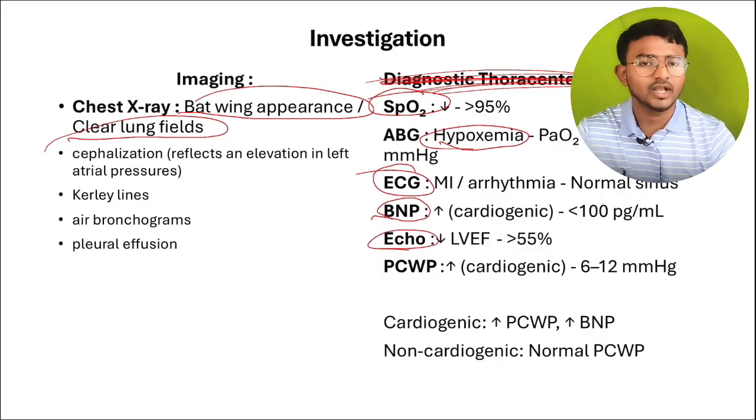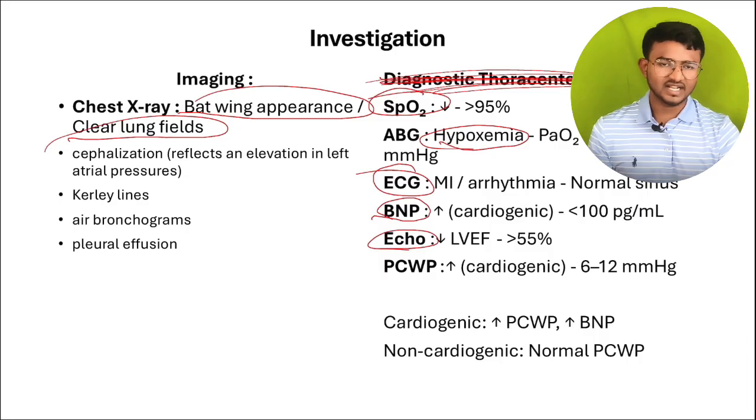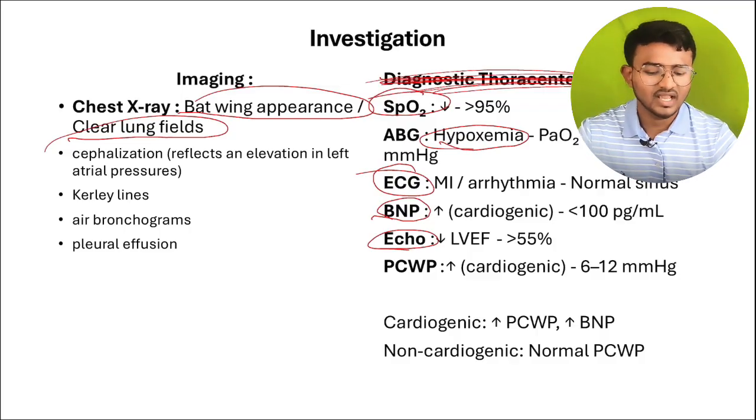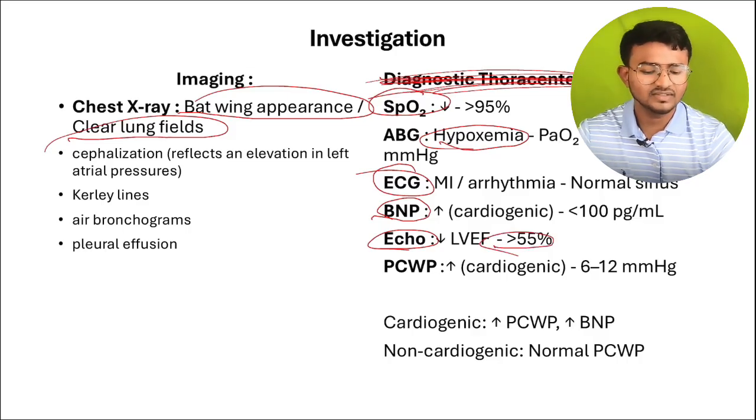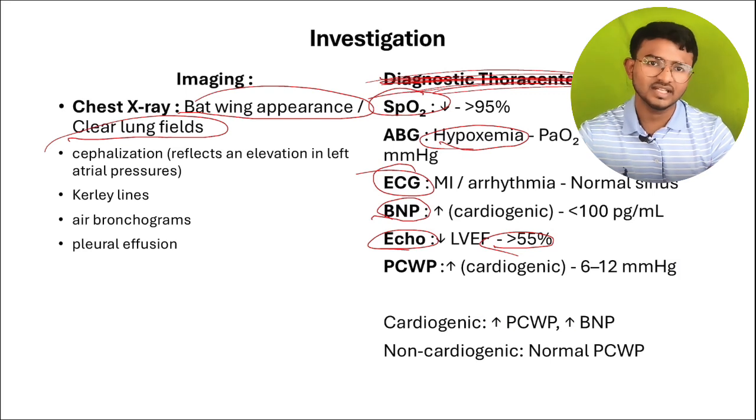Next one, we can do echo for checking ejection fraction, because in heart failure patients, the ejection fraction will reduce. Okay, if it is less than 55, we have to suspect that it is heart failure with reduced ejection fraction.